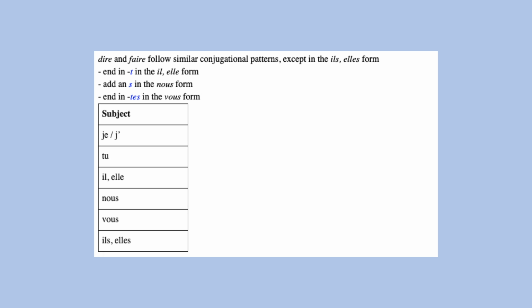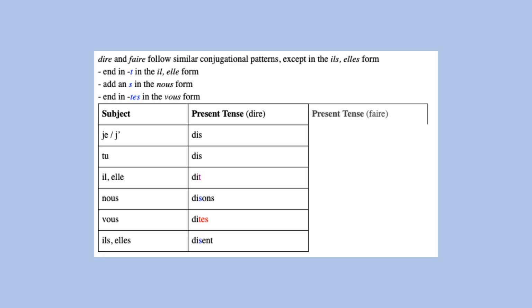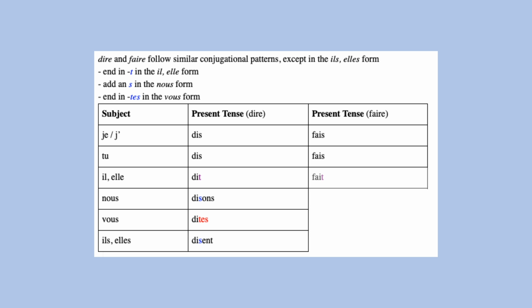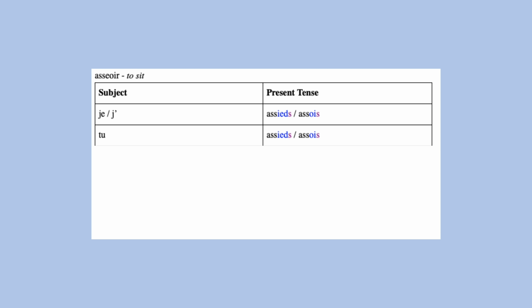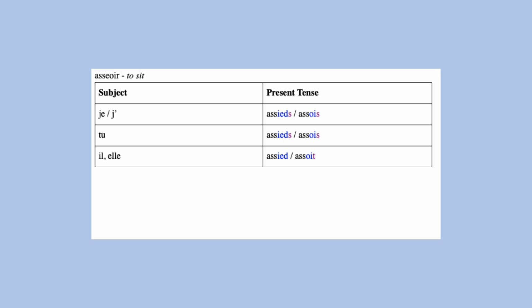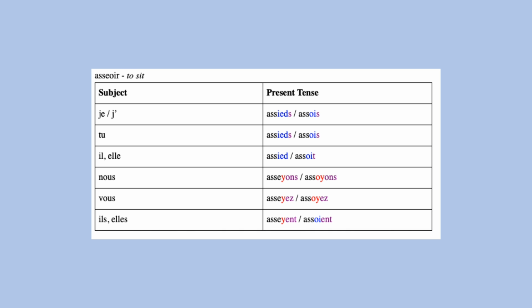Dit, disons, dites, disent. Fait, faisons, faites, font. Asseoir has 2 acceptable sets of irregular present tense conjugations. Assieds, assoit. Asseyons, assoyons. Asseyez, assoyez.